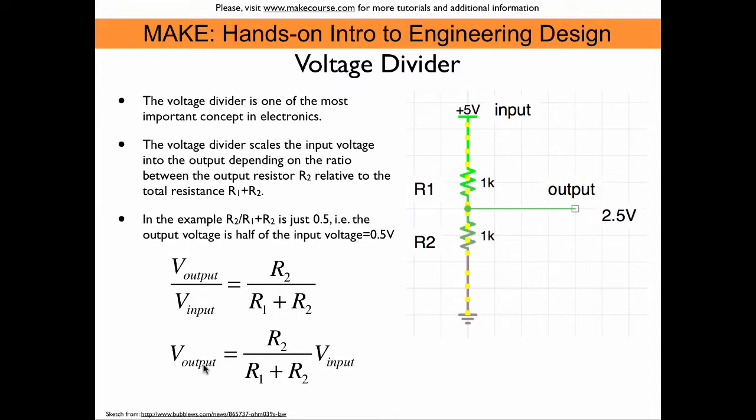The formula for this is that the ratio between output and input voltages is just the output resistor divided by the total resistance. So just the ratio between this resistor and both resistors is the ratio between the output voltage and the input voltage. The reason for this is that the voltage needs to drop from the 5 volts to 0 across these resistors.